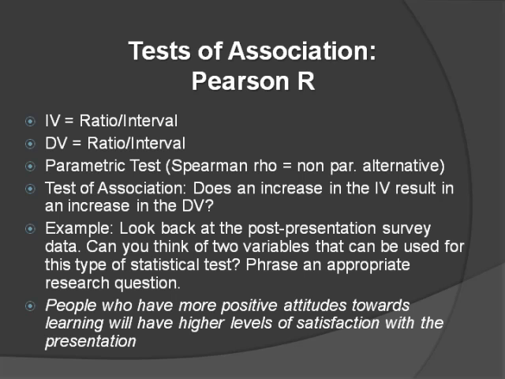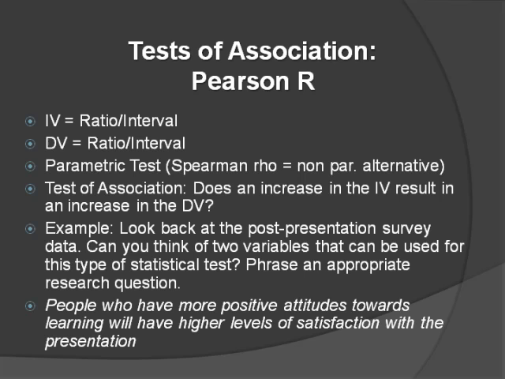The independent variable is ratio or interval, while the dependent variable is also ratio or interval. This is a parametric test, but it has a non-parametric alternative, which is the Spearman rho. Again, if you break some of this data down from the ratio and interval levels of measurement over to ordinal, we use the Spearman rho. So you can kind of dumb it down in a sense and make the data more simple, change it over to ordinal levels of measurement. This is a test of association.